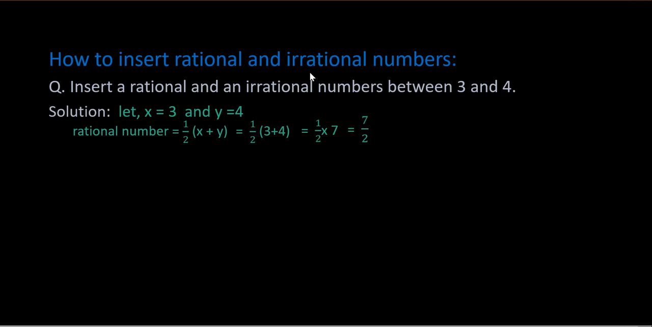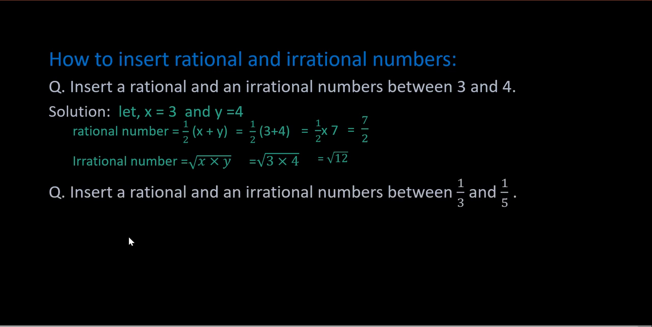Now how to find irrational numbers? Whenever they ask for an irrational number, what we have to do is root of x into y. So we can write here x value is 3 and y value is 4. So we can write root of 3 into 4, which is root 12.